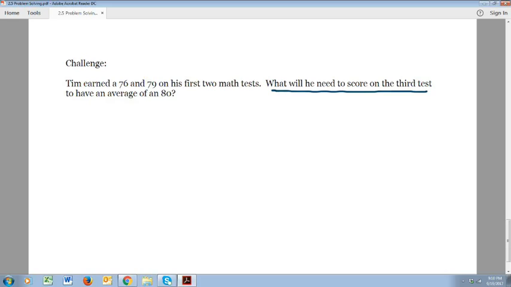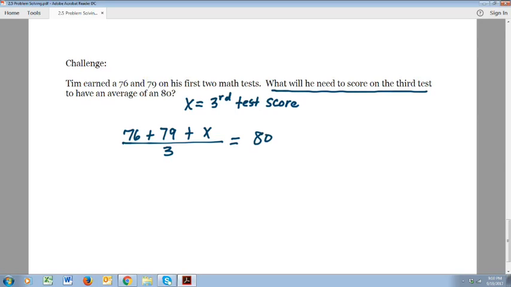The first thing we need to do, though, is let's pick or explain what our variable represents. In this case, that's going to be the third test score. So we want to add the three test scores, and again, if we're going to find the average, we want to divide by how many there are. In this case, there's 3. And if we want an average of 80, we need this to equal 80. So there's how we use algebra to solve this.